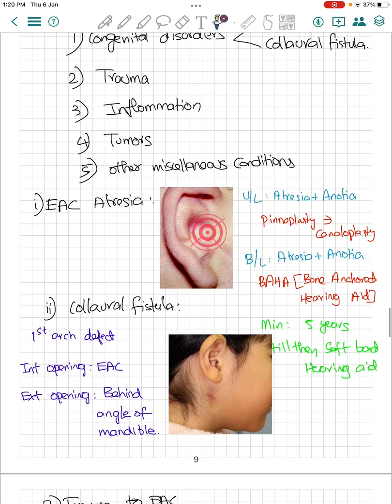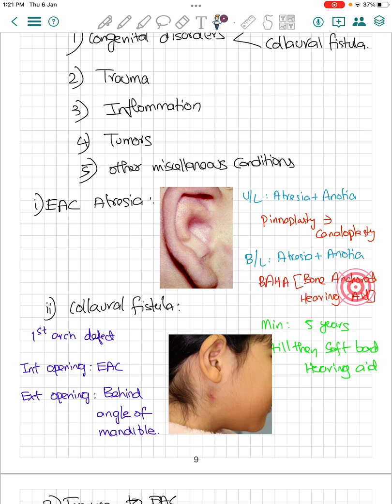See in this condition, ear atresia in some children, one ear may be completely normal and the other ear will have unilateral atresia and anotia, both are present. In this condition the external appearance is first important, because the other ear is still present, and the child can hear through that. So in that condition first we need to do the pinnaplasty, then we need to consider canaloplasty, whereas in cases of bilateral atresia plus anotia, the bone anchored hearing aid should be attached to the child first, then other pinnaplasty and other procedures can be done.